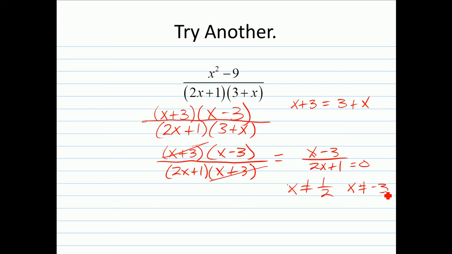The reason why is because right here in the original fraction, if x equals -3, then you're going to get a 0 in your denominator. Why? Because 3 plus -3 is going to be 0. This is going to multiply by this and become 0. The whole thing's going to become undefined. So make sure that you write all of your restrictions.